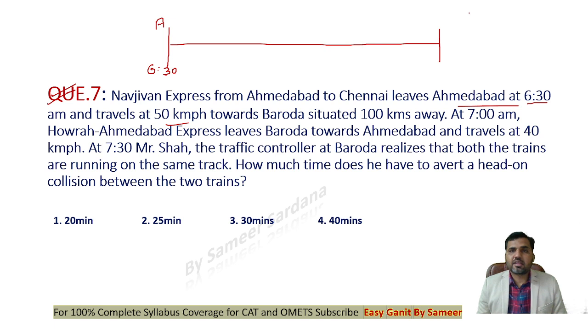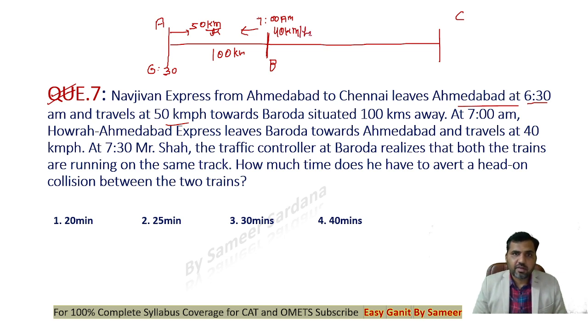So this is Ahmedabad, this is our Chennai. At 6:30 a.m. the train is leaving at a speed of 50 km per hour, towards Baroda, situated 100 kilometers away. Now Baroda is 100 kilometers away from here. At 7 a.m. the Howrah Ahmedabad Express leaves Baroda towards Ahmedabad, and travels at a speed of 40 kilometers per hour.